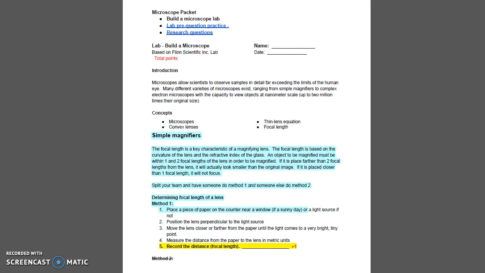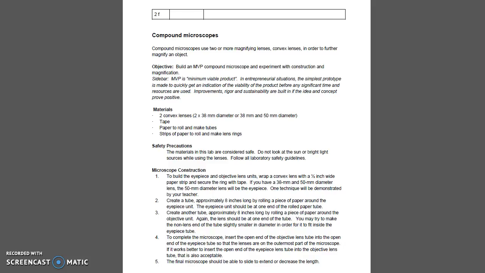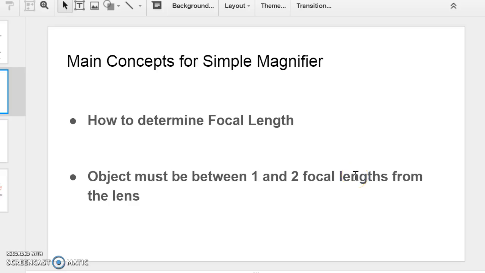So for the lab that you did, there were two parts to the lab. One part, shown here in light blue, is a simple magnifier. And the other part, if we page down a little bit, will show the second part, which is the compound microscope. And this one is the one where you used two lenses and the black construction paper. Okay, so the main concepts for a simple magnifier are how to determine the focal length on that single lens, and that the object must be between 1 and 2 focal lengths from the lens in order to magnify.